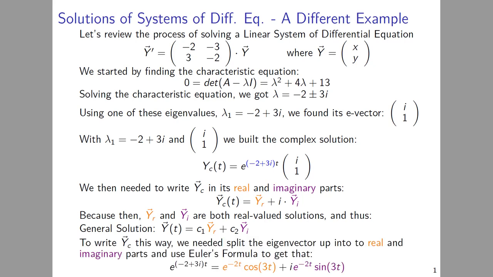To write yc this way, we needed to split up the eigenvector into its real and imaginary parts, and then use Euler's formula to split up e to the -2it as e to the -2t times cosine 3t plus i times e to the -2t sine 3t. And then distributing in our multiplication e to the (-2 plus 3i)t times v1 with both factors in the real and imaginary parts, we were able to write yc in its real and imaginary parts to then find the general solution.